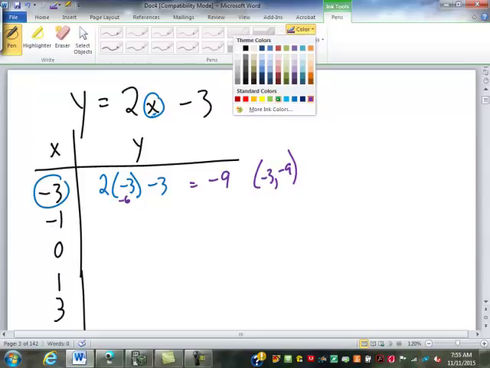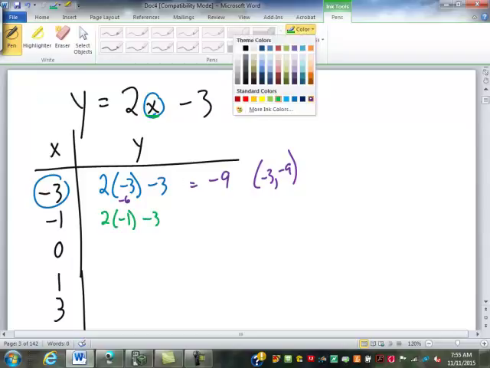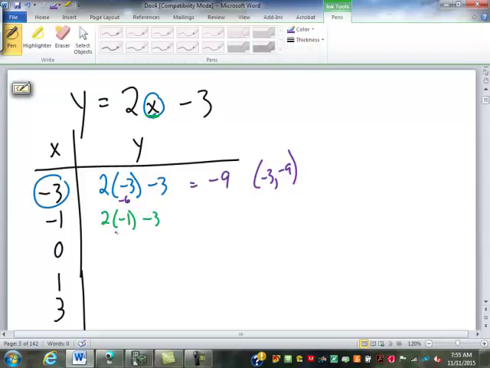X is -1, we put that in here for x. Now it would become 2 times -1 minus 3. What's 2 times -1? -2 minus 3, -5. So when x is -1, y is -5. There's another ordered pair.